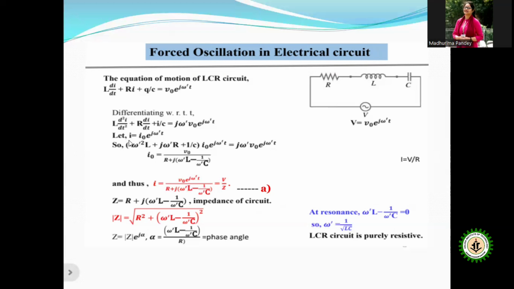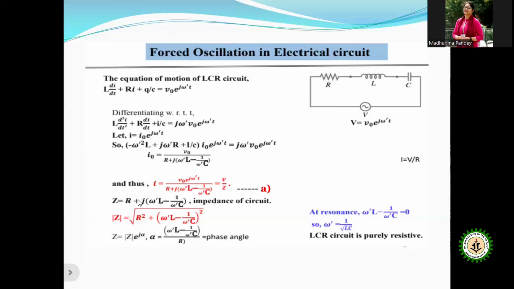Now what will we do? We will take di/dt and d2i/dt2, and we replace all the values in here. Then we get these expressions, and after some simplifications we finally get I0 equals V0 divided by this term. You can check it on your own. So what will be the current I? Current I is I0 e to the power j omega prime t. Now we know the I0 value, so let us put it here, and finally we get V by Z.